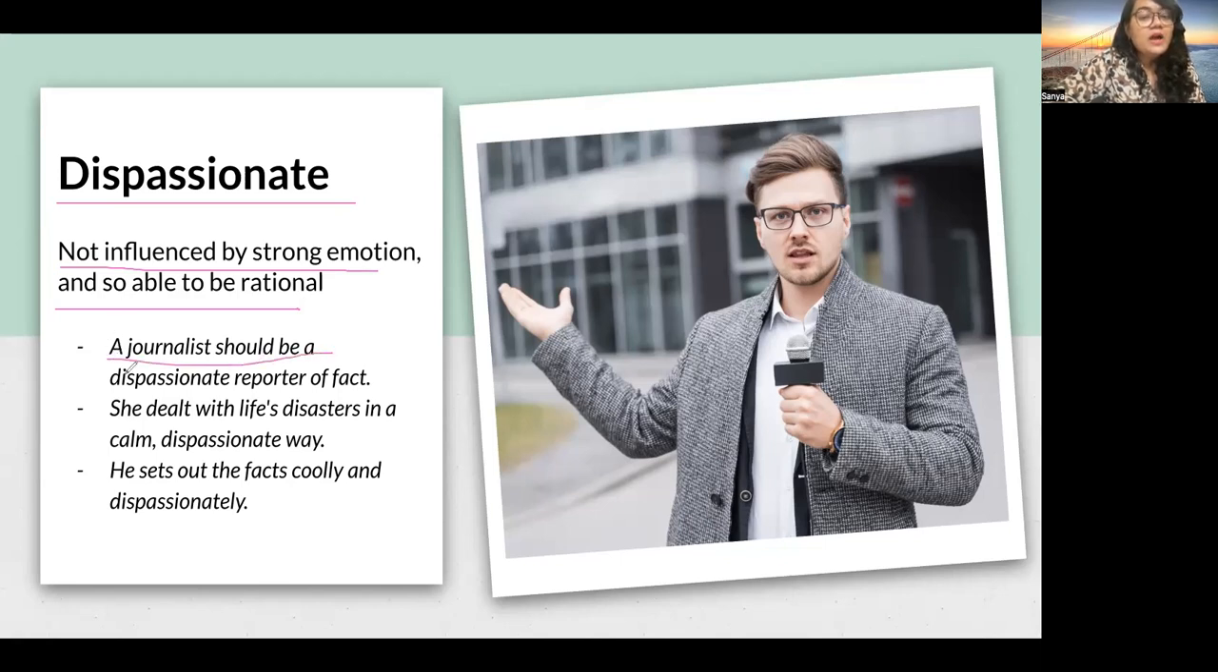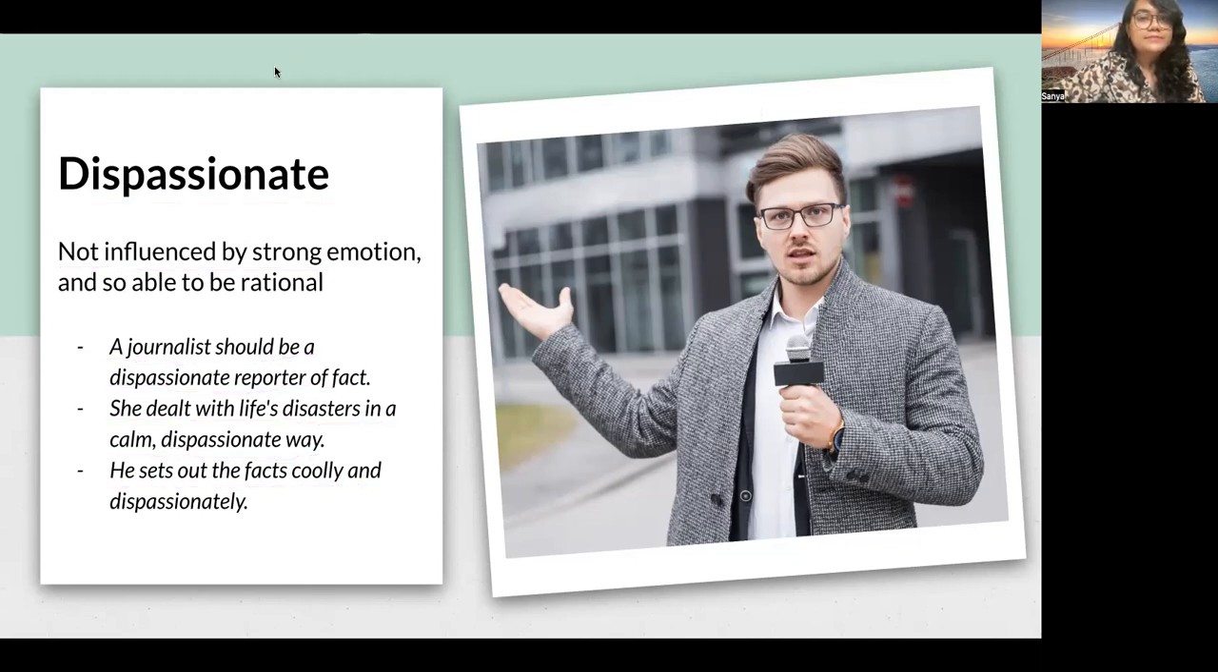A journalist should be a dispassionate reporter of fact. That means a journalist should not be swayed by emotions. They should be able to report news in a rational manner, right? She dealt with life's disasters in a calm, dispassionate way. That means she dealt with the disasters in a way that was more rational than emotional. He sets out the facts coolly and dispassionately. That means he put forth the facts in a rational manner, without getting emotional. So dispassionate means not getting influenced by strong emotion and being able to be rational because of that.